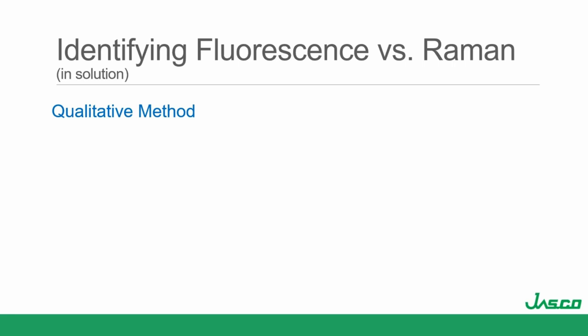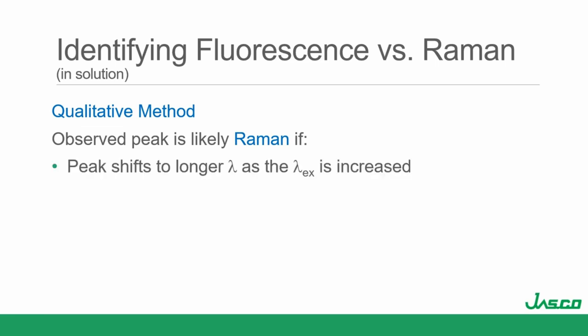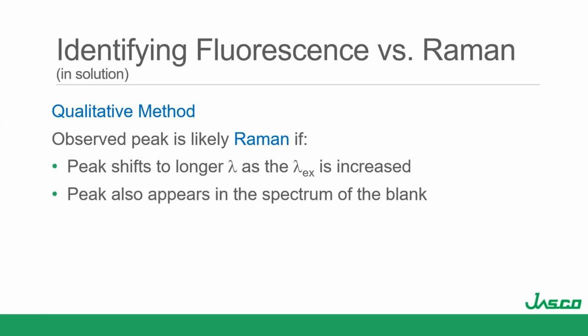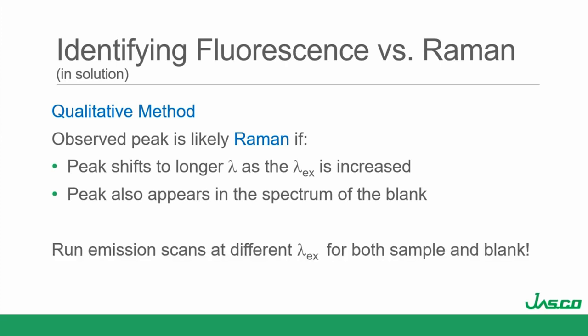A quick qualitative check on this is, you can tell the observed peak is Raman if the peak shifts to longer wavelengths when the excitation wavelength is increased. The peak also appears in the spectrum of the blank. That's another great way to check, right? If it's just the solvent, and you have good clean solvents, you shouldn't see a fluorescence band, right? So the easiest thing to do is run emission scans at different excitation wavelengths for both sample and blank, or at least for the sample.